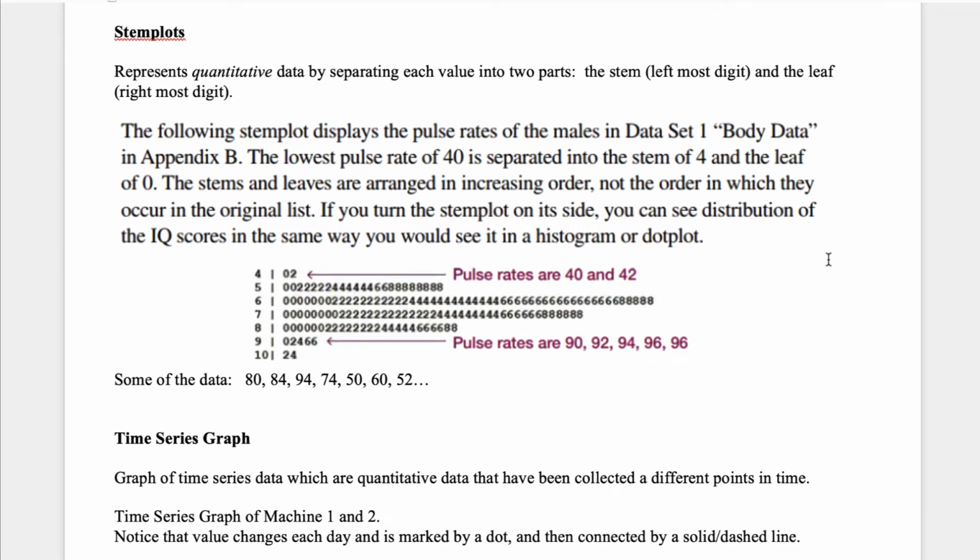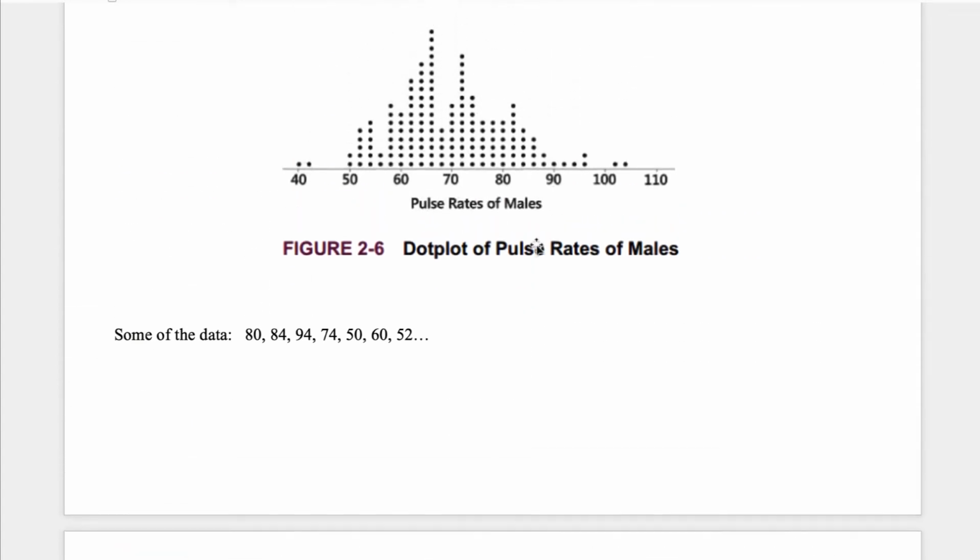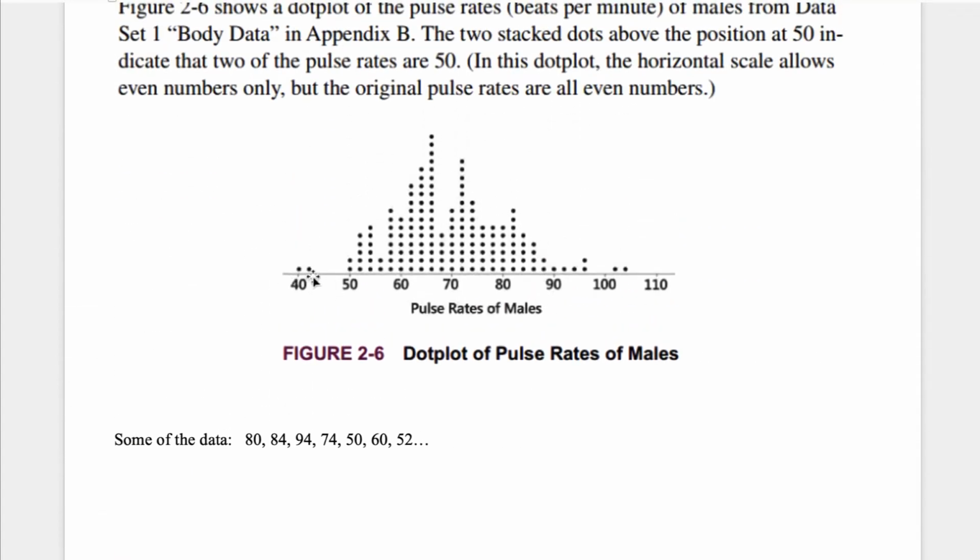Another type of graph is a stem plot, or stem-and-leaf graph. It represents quantitative data again by separating each value into two parts. You have the stem, which is the leftmost digit, and then you have the leaf, which is the rightmost. So in this example, the 4 is the tens part, and the 0 is the ones, and 42. So we have pulse rates 40 and 42. Going back up here, you'd see them here, 40 and 42.